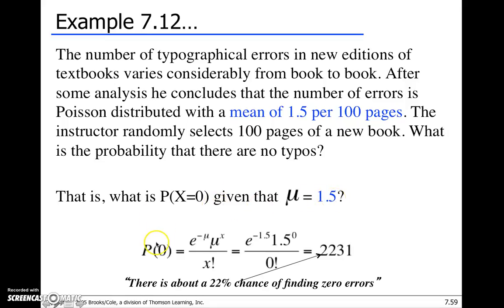Applying this into the formula gives P of 0, that is probability x is equal to 0, is equal to e to the minus mu times mu to the x over x factorial, which is e to the minus 1.5 times 1.5 to the 0, x is equal to 0, over 0 factorial. 0 factorial is 1. This works out to be 0.2231. That is, there is about a 22% chance of finding 0 errors.